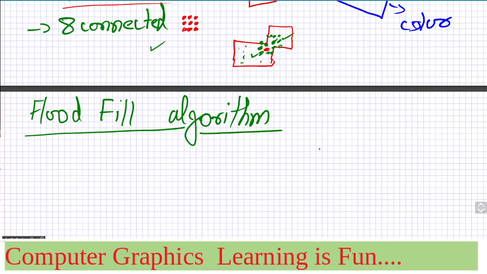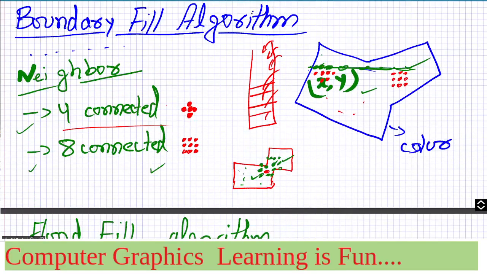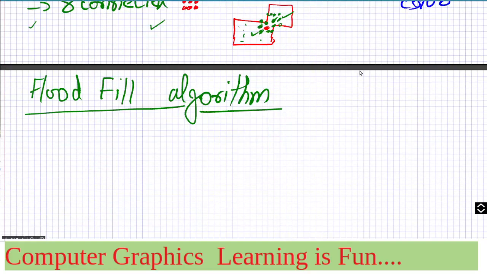Here also you will use this recursive procedure to fill. You will definitely use 4 connected or 8 connected ways to fill. However, as earlier you were checking your neighbors, whether the current pixel is a boundary pixel or not, you need not check it now. What you have to check: suppose this is your polygon, you have to fill this part.